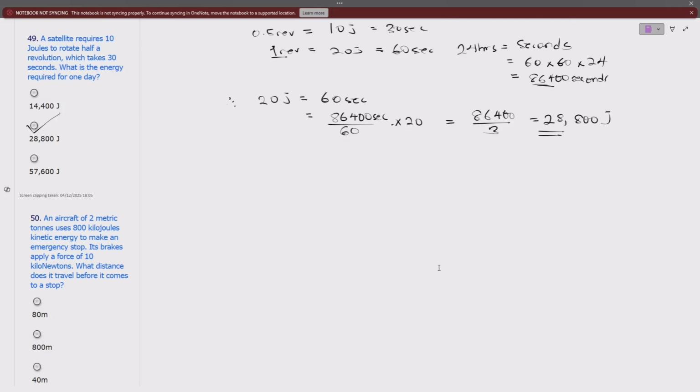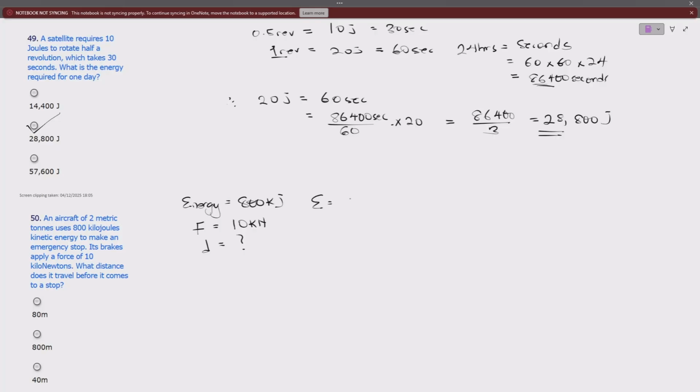Question number 50. An aircraft of 2 metric tons uses 800 kilojoules kinetic energy to make an emergency stop. Its brakes apply a force of 10 kilonewtons. What distance does it travel before it comes to a stop? So you have the energy given equals 800 kilojoules. Force given as 10 kilonewtons. We're looking for the distance.